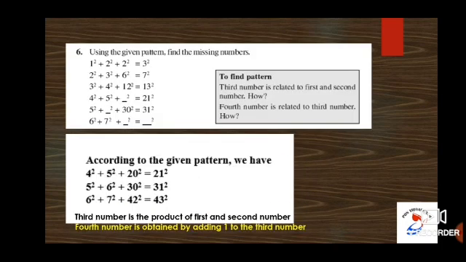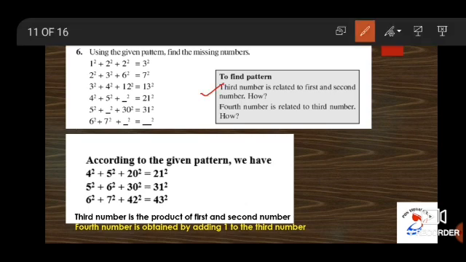Using the given pattern, find the missing numbers. Moreover, they have given a hint for you. Third number is related to first and second number. You have to find how. And fourth number is related to third number. You have to see how. See children, let us consider the first example. 1 square plus 2 square plus 2 square is equal to 3 square.